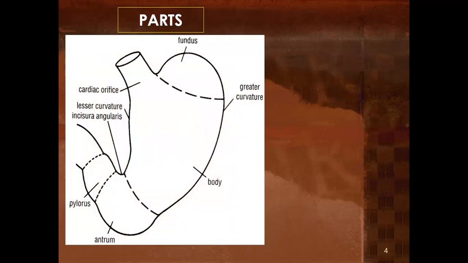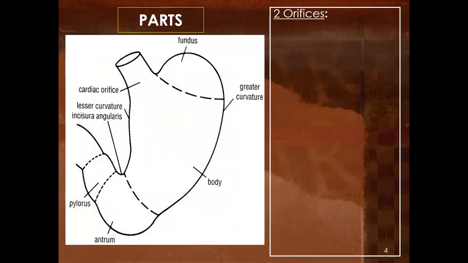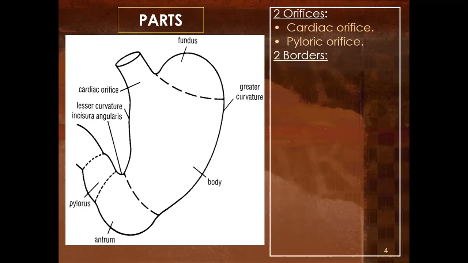Coming to the parts of the stomach, it will have two orifices. What do you mean by orifice? Openings. So there will be two openings for the stomach. One will be on the top. This is called the cardiac orifice. It's called the cardiac orifice because it is very close to the cardia, the heart. The second opening is where it ends. So the cardiac orifice is where the stomach begins, where the esophagus opens into the stomach. And where the stomach ends and continues as the duodenum, there is the second orifice, called the pyloric orifice. So these are the two orifices.